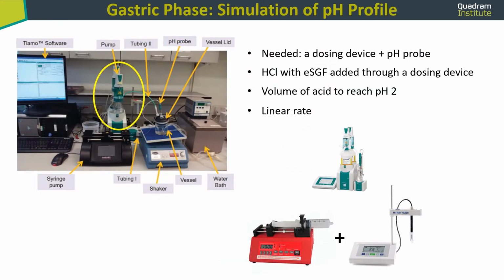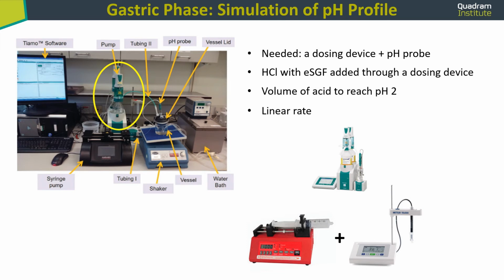The acidification of the sample occurs thanks to the continuous delivery of acid using a dosing device. You can use the dosing device of a pH stat, which is connected to a pH probe. Therefore, the pH inside of the reaction vessel can continuously be monitored. Alternatively, you could use a syringe pump and an external pH probe. Also, the acid solution is mixed with electrolyte gastric solution and delivered by the same dosing device. Therefore, there is a variable concentration of electrolytes as well. The volume of acid is added to reach a final pH close to 2.